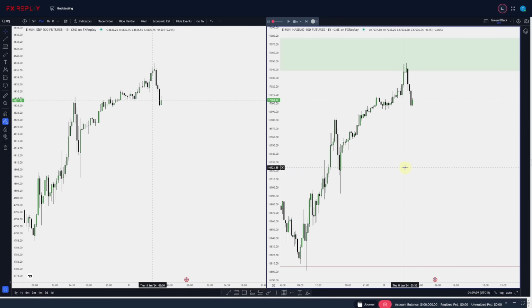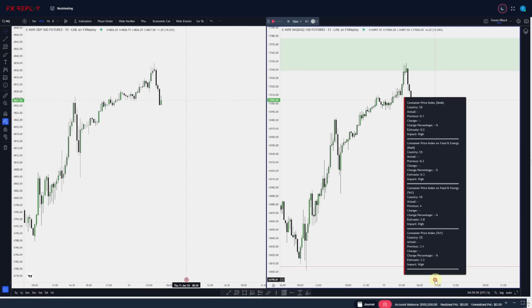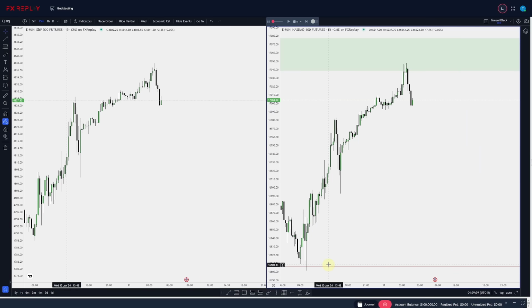Let's take a look at another example of SMT here. Here we have NASDAQ reaching into a daily fair value gap and displacing lower. Now, why am I not interested in taking a short here? Well, what do we have coming up at 8:30? We have CPI. I'm going to wait for post CPI to be looking for an opportunity.